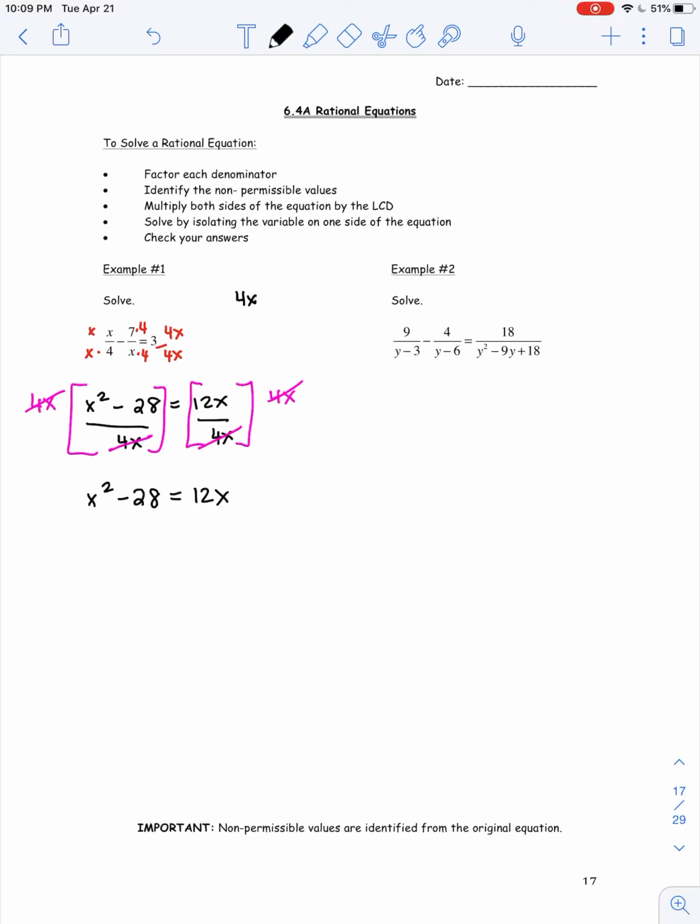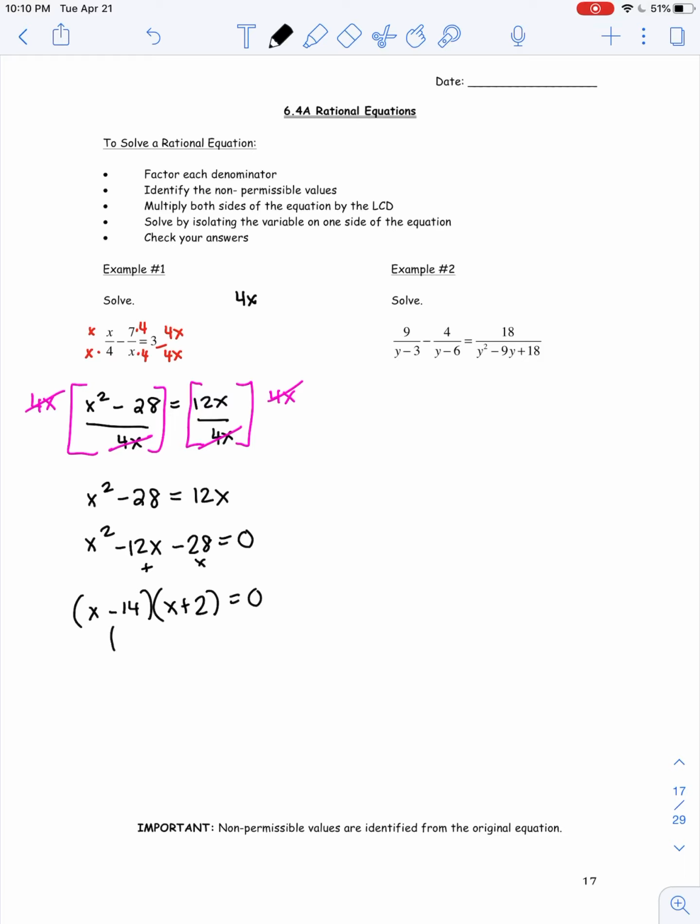How we solve for that is getting it to be a quadratic equation where it's equal to 0. So we're going to have x squared minus 12x, because we're bringing it over the equal sign, minus 28 equals 0. So we need to find two numbers that multiply to this and add to the middle. That would be x minus 14 and x plus 2. Those multiply to negative 24 and add to negative 12.